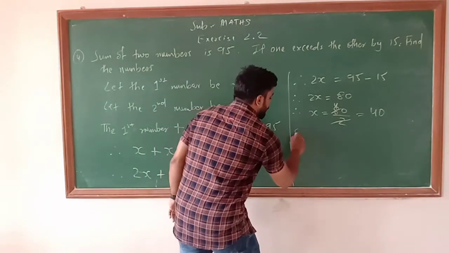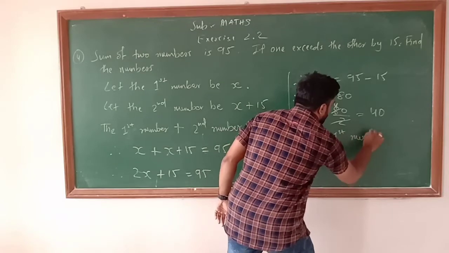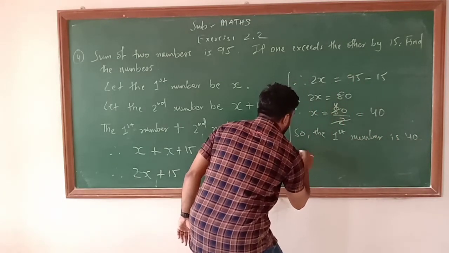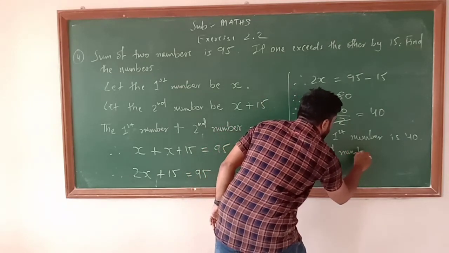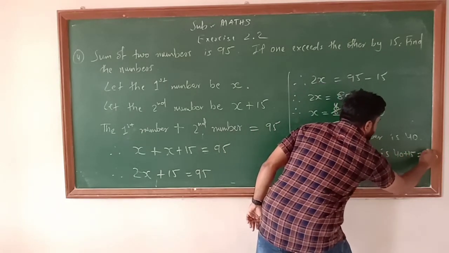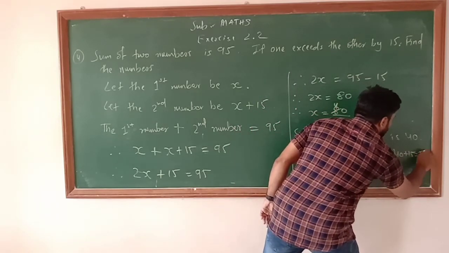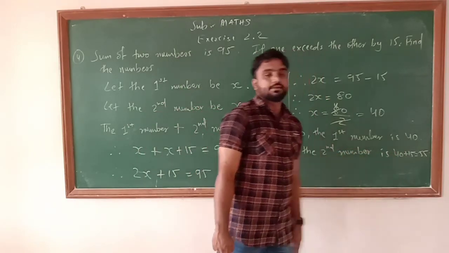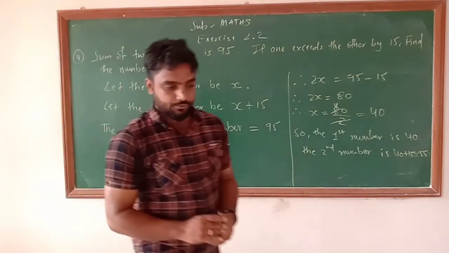55. Okay. So the first number is 40 and the second number is 40 plus 15, that is equal to how much? 55. Okay, so in this way the first number is 40 and the second number is 55. Okay, so this is the solution of the fourth question.